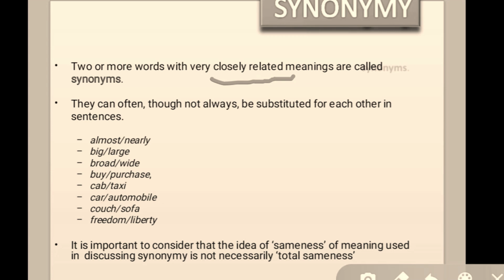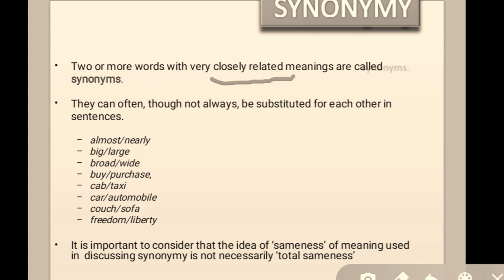It doesn't happen in all cases. Sometimes we can replace, but sometimes if we replace, that becomes an odd sentence. That seems quite strange. For example, if I say one word we have is reply and another word is answer, these are two synonyms. We can say, what was your answer, and in the same way we can also replace answer with reply: what was your reply?